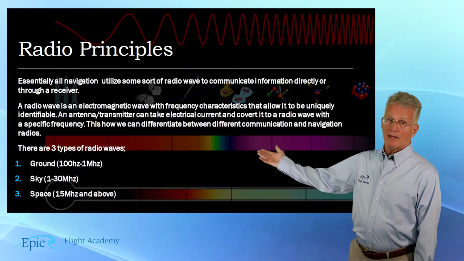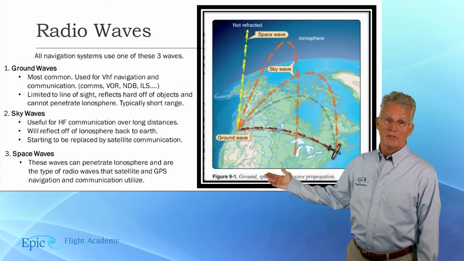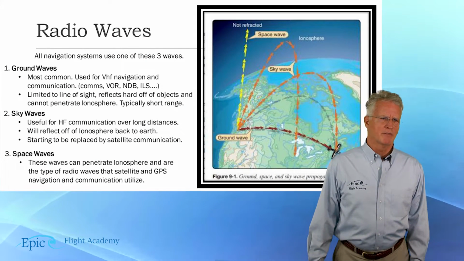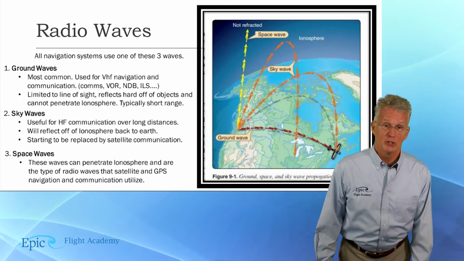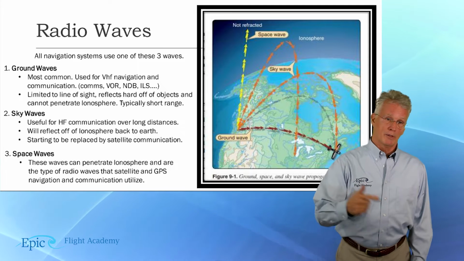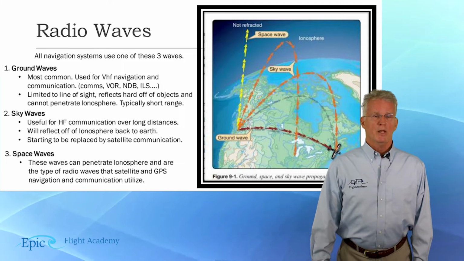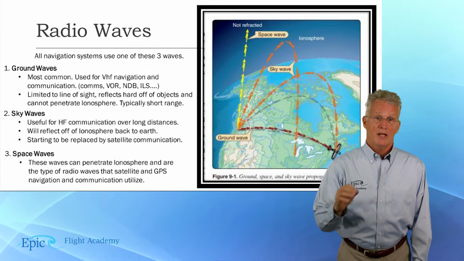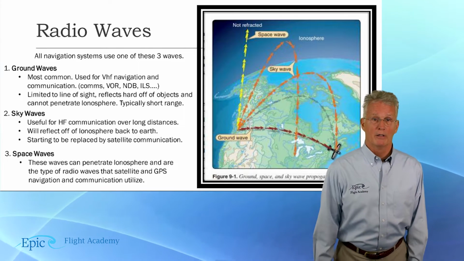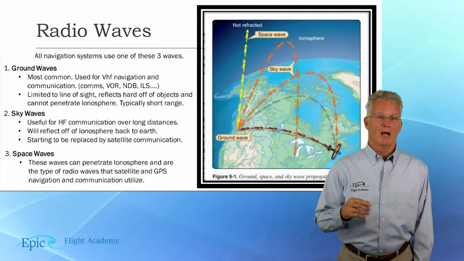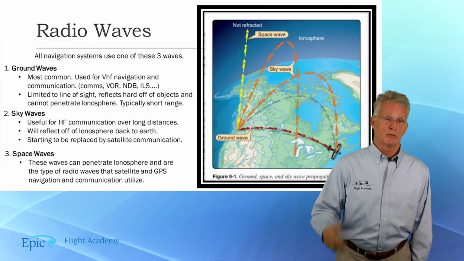Now, on the graphic, you can see these ground waves are the most common, and they're used for VHF navigation and communication. And we're going to talk about, and you're going to learn about the VOR, the NDB, the ILS, etc. Now, these waves are limited to line of sight, and they reflect off hard objects and cannot penetrate the ionosphere. So they typically have a shorter range.